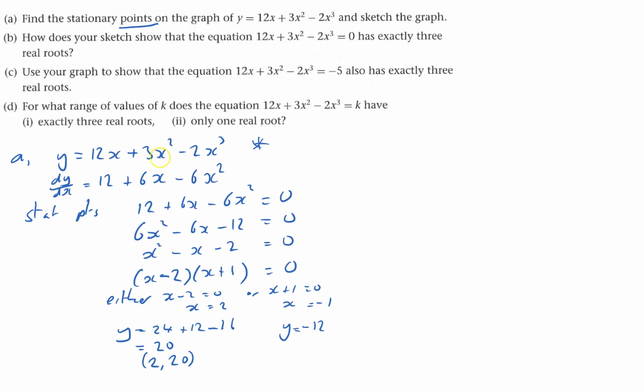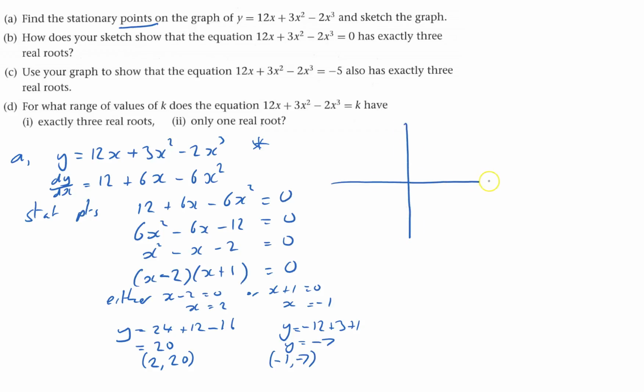And put in negative 1, still going into the expression up here: negative 1 squared is 1, times plus 3 is plus 3, and then minus 2 times minus 1 is plus 2, and so y equals minus 7. So the other point is (-1, -7). And now I've got to sketch a curve.